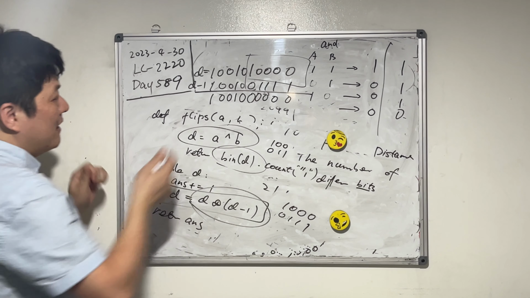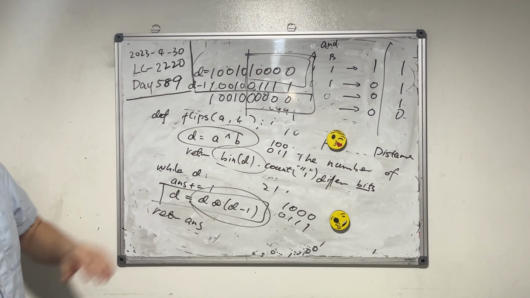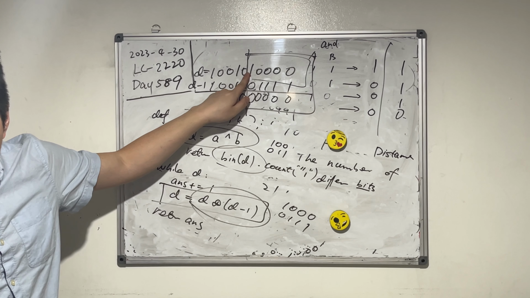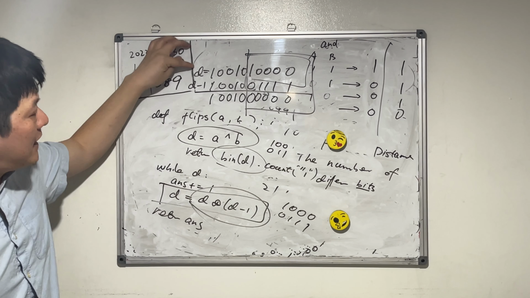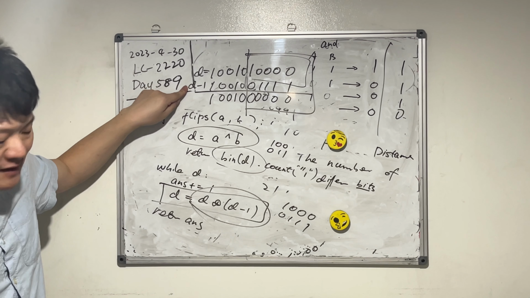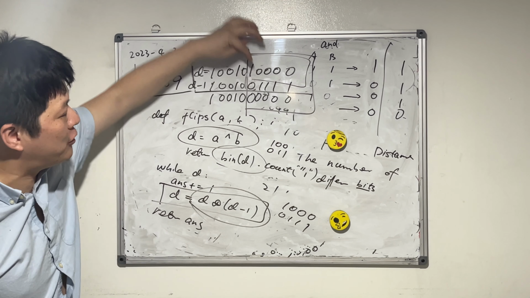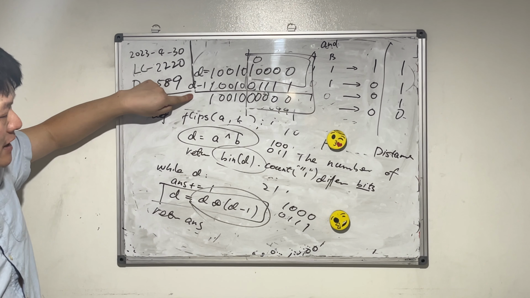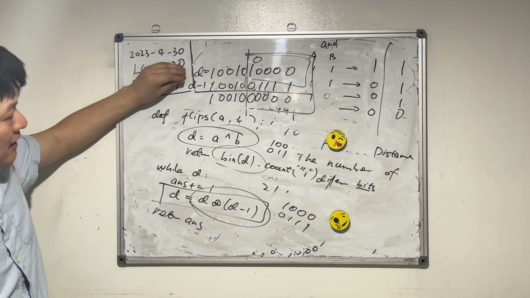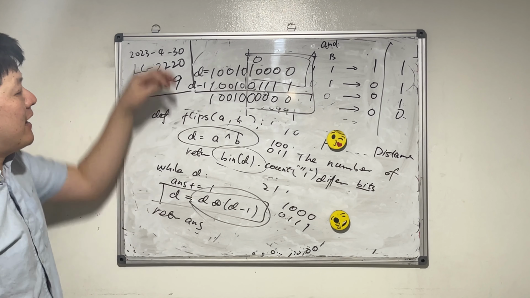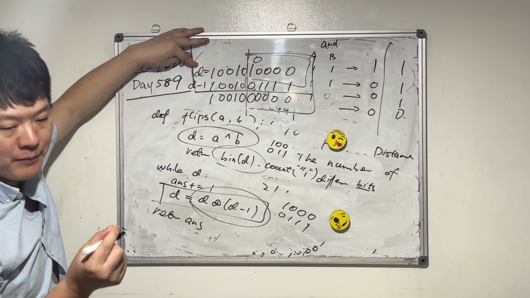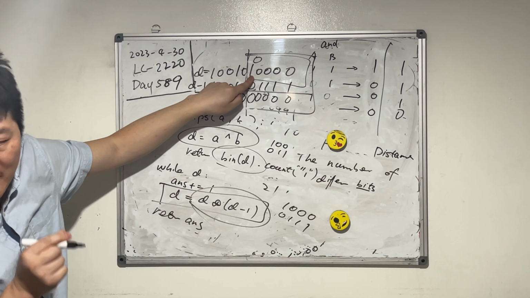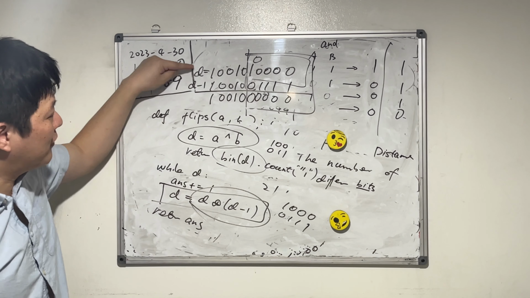So what does it mean? Look at this bit. It means that I removed the rightmost one. Make sense? Can you imagine? D AND D minus 1 is basically saying I want to take the rightmost one, which is this bit, and change it to 0. Let's look at the number D here and find the rightmost one, which is here. I want to get rid of it, flip it to 0. So I can do this: D AND D minus 1.